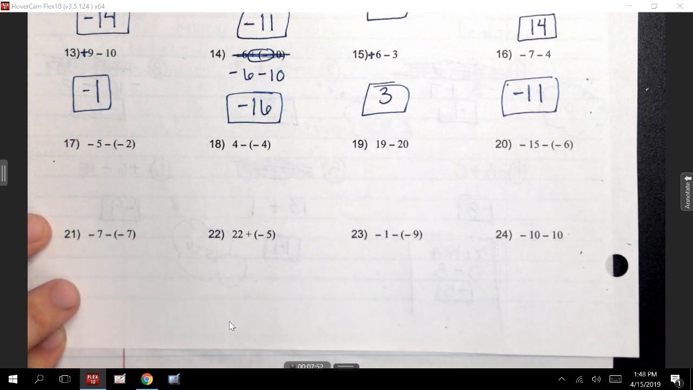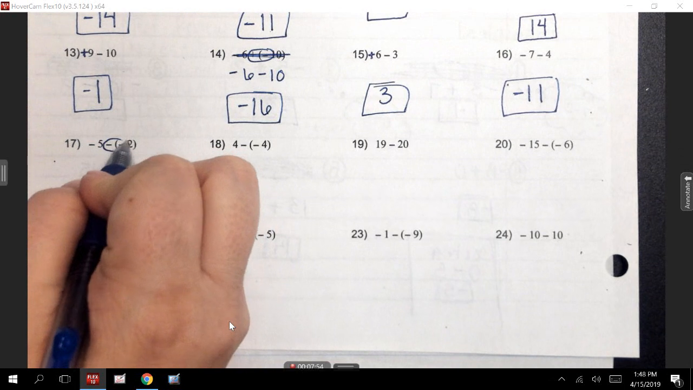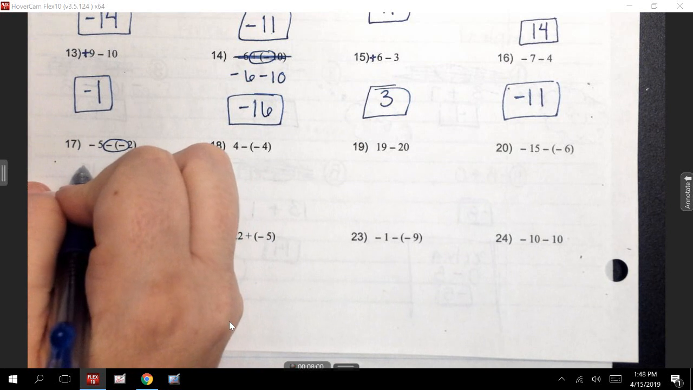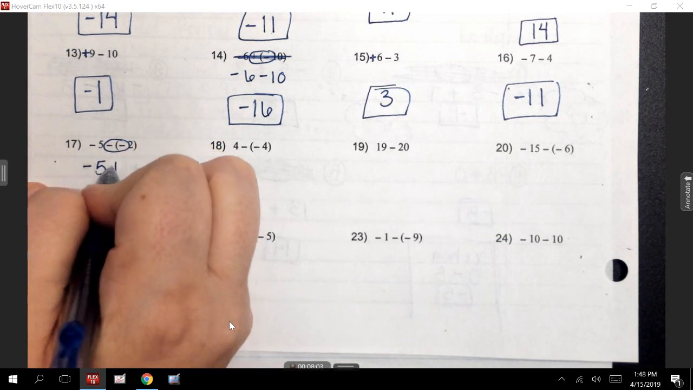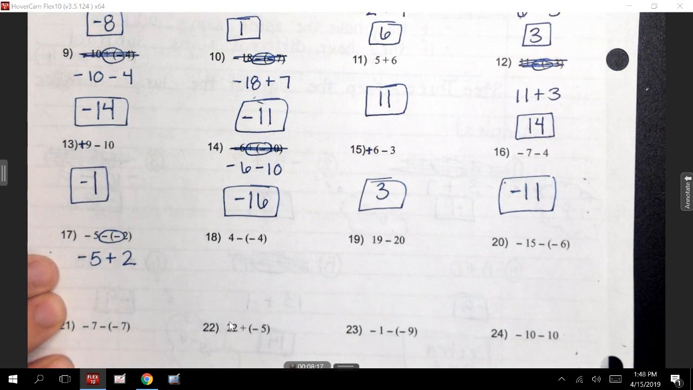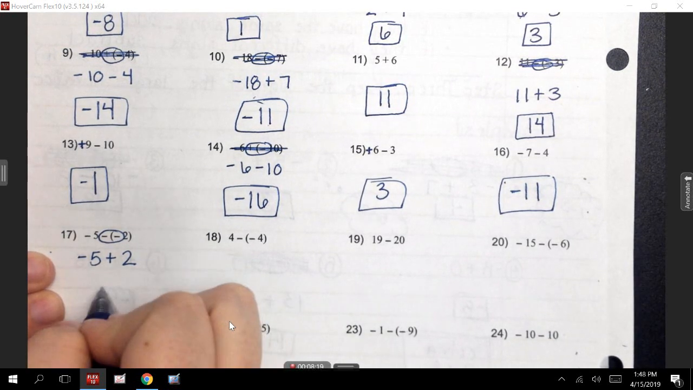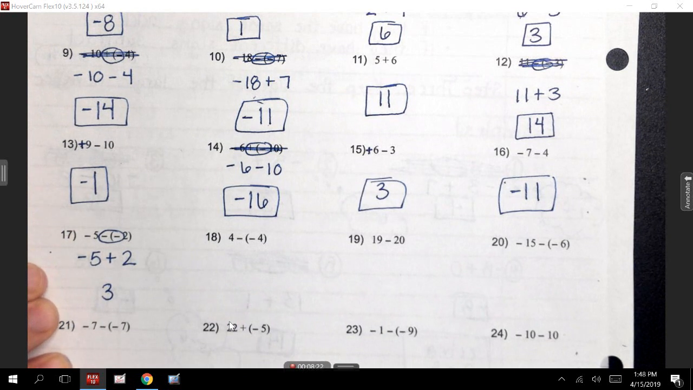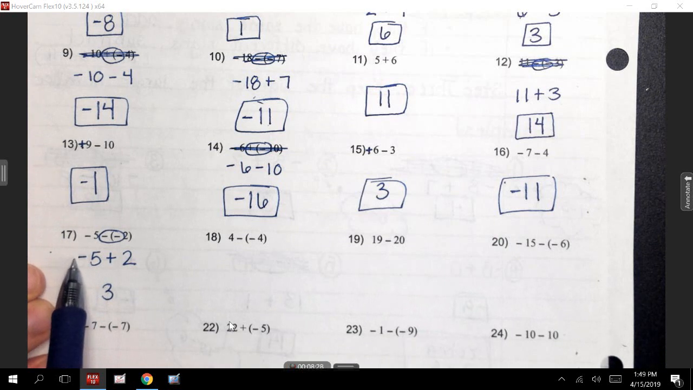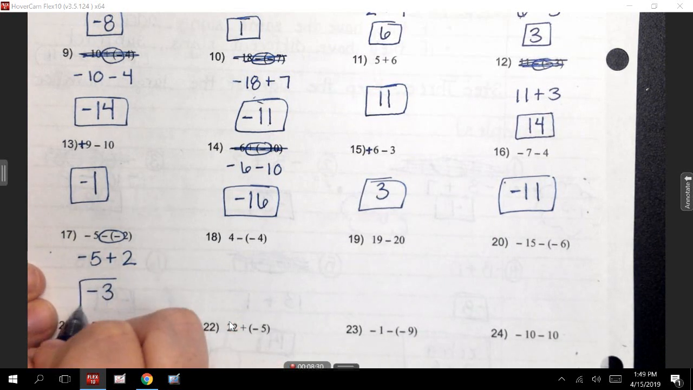All right, number 17, Angel. Can you rewrite 17 for me? Negative 5 plus 2. Make sure you keep the negative with your 5. That's perfect. Am I going to add them or subtract them, Madeline? Subtract, they have different signs. 5 minus 2 in my head is 3. Should it be a positive 3 or a negative 3? 5 is bigger and 5 is negative, so we're going to put a negative with our answer.